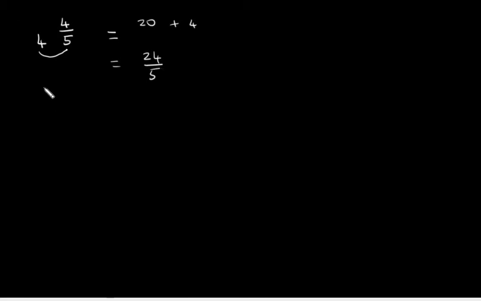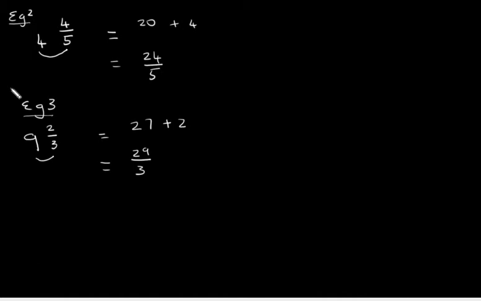Let's do another one. Let's convert 9 and 2/3 to an improper fraction. What do we need to do? We need to say 9 times 3, which is 27, and we need to add the numerator, and that will give us 29/3.